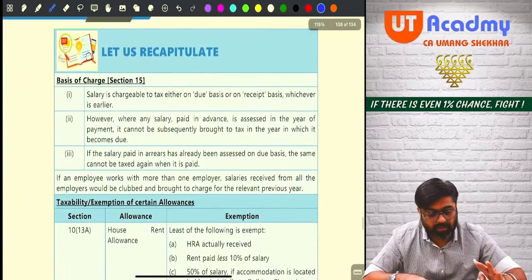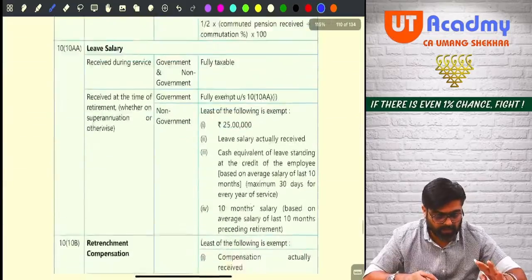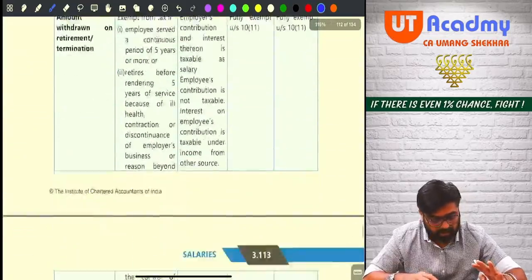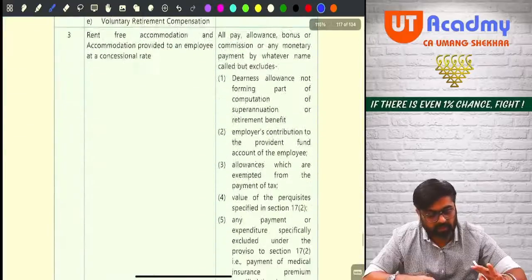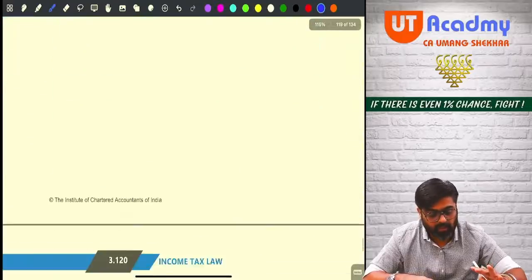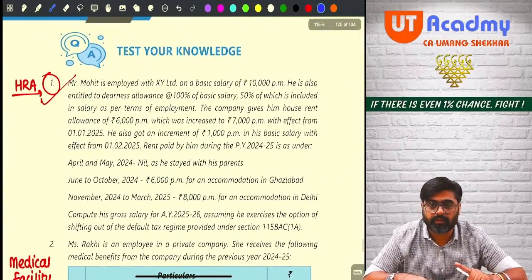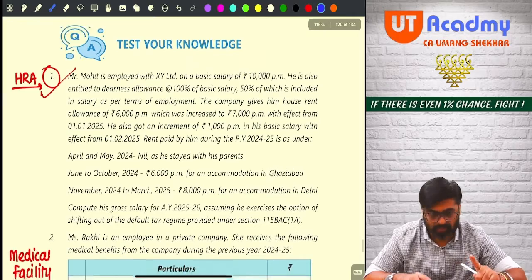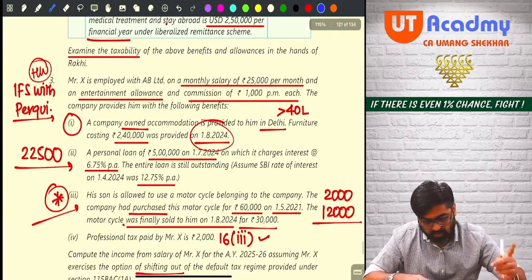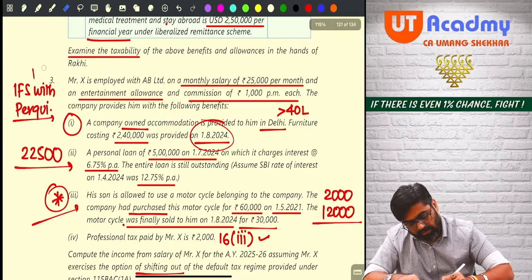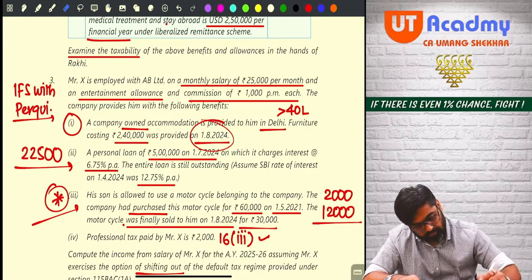Now we are coming to the test your knowledge part. In test your knowledge, question number 1, Mr. Mohit, we have already done. That question was related to HRA. This question we have already done. Yes or no? Question number 1. Question number 2, medical facility, we are going to do after medical facility. Come to question number 3.